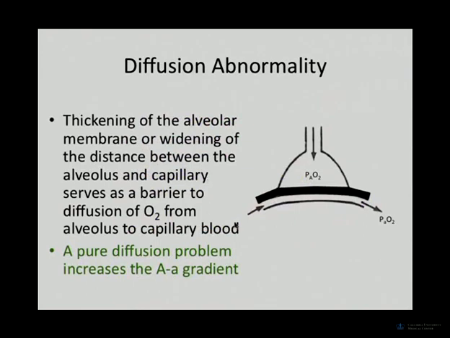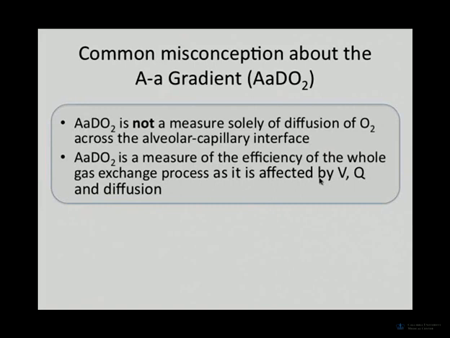Okay. If you think about it, gas will be normal in this alveolus. It will be reduced as a function of this thickened membrane. This ratio, this gradient, is going to be high. Diffusion increases the AA gradient. It has to. Okay. Same as we talked about earlier.